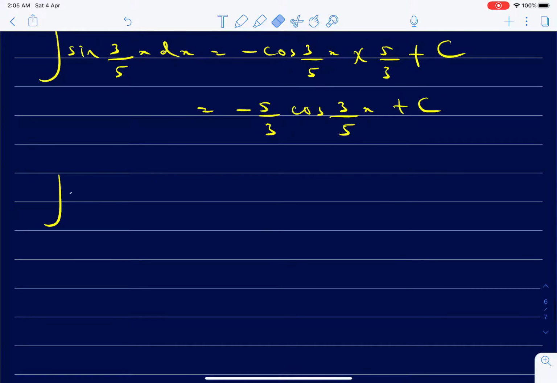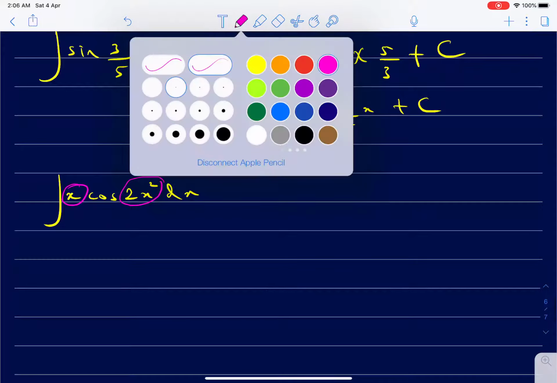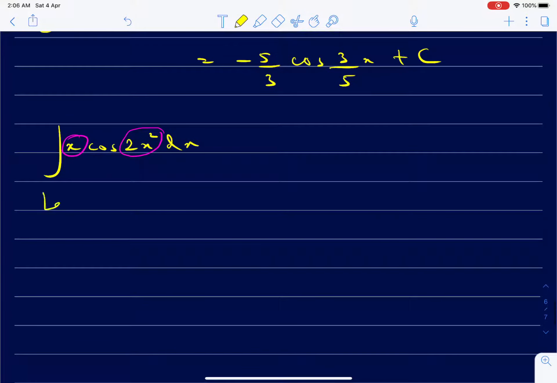Evaluate the integral of x cos 2x squared with respect to x. Here we can see that x is contained in the derivative of 2x squared. So the substitution u equals 2x squared is going to be very appropriate. Let u be 2x squared. That implies that du dx is the same as 4x, and dx is the same as du over 4x.